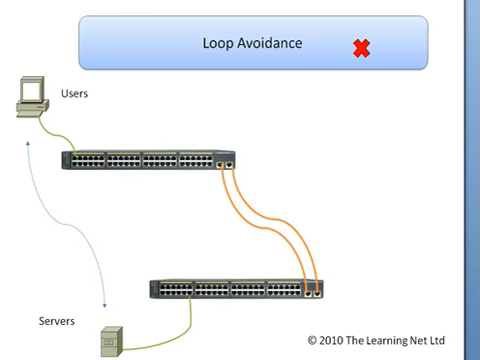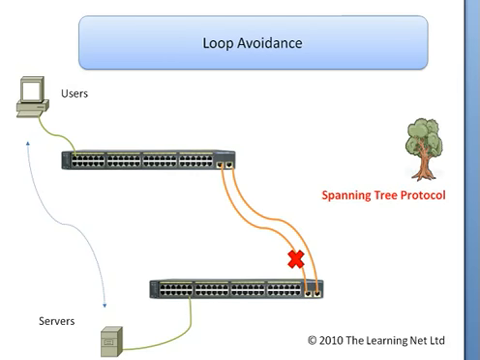And all spanning tree does is it logically breaks the link between the two switches. It'll break one of those redundant links to prevent the loop from forming in the first place. And obviously, should the main link go down, spanning tree will re-enable the link that is actually blocked. And we'll talk about spanning tree in great detail in a number of different videos in this series.